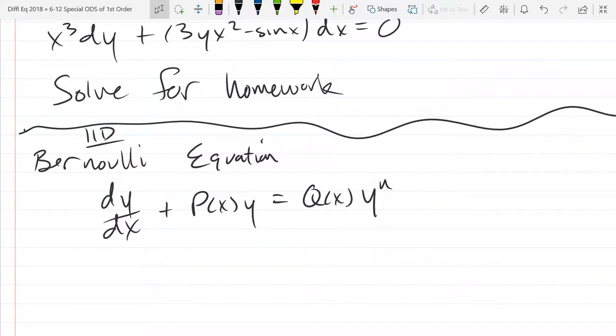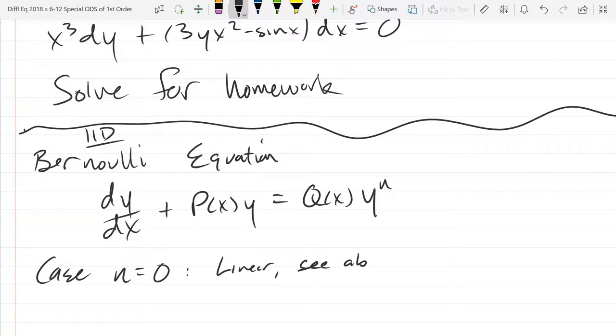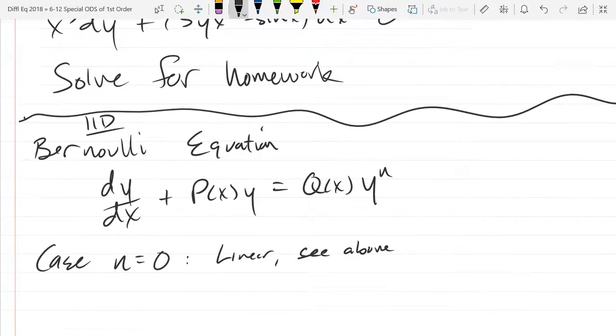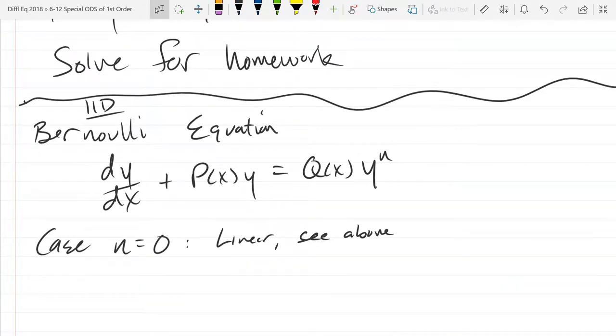So let's do the easy case. What happens when n equals 0? What do we have? We have exactly what we just did. So we got a linear equation. I'll just write "see above," all that work we did above. Now we'll treat 1 separately.